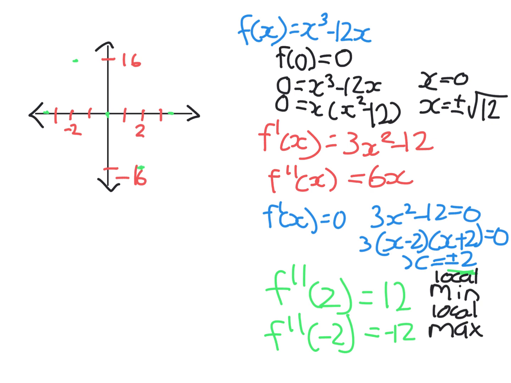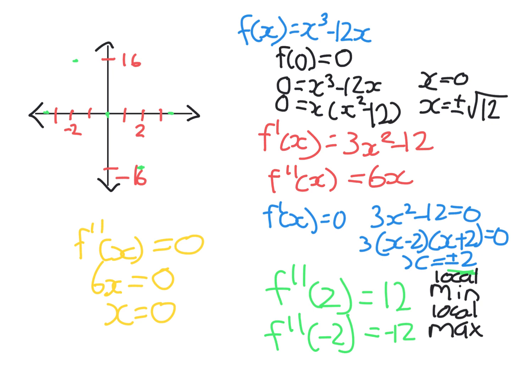Now the last thing I'm going to do is find possible inflection points. So that is where the second derivative is equal to 0. So the second derivative was 6x. So if 6x equals 0, x equals 0. That's a possible inflection point. Now, we call them possible inflection points because there are some pathological cases. For example, in the graph of y equals x to the power of 4, sometimes the second derivative equals 0 and it's not an inflection point. But for our purposes, this one is an inflection point.